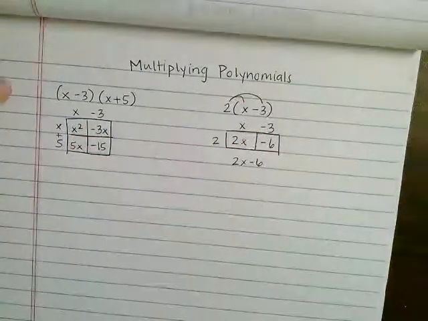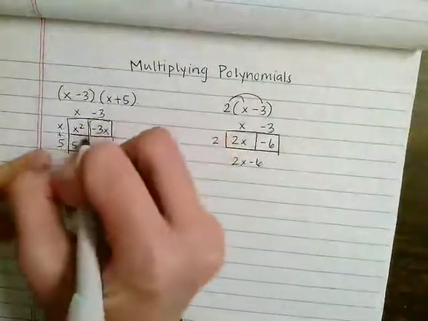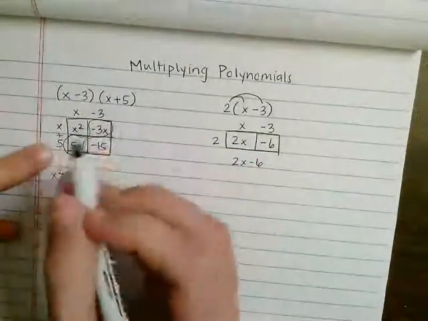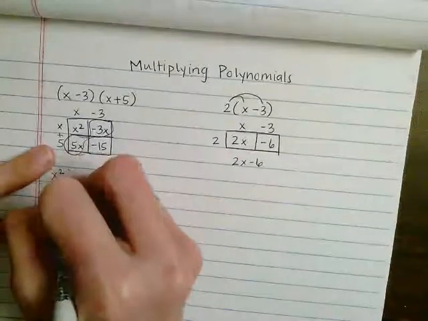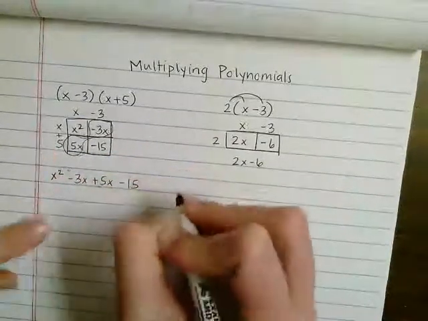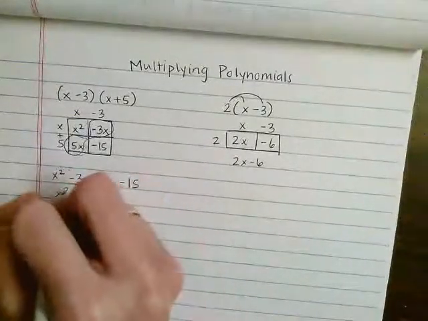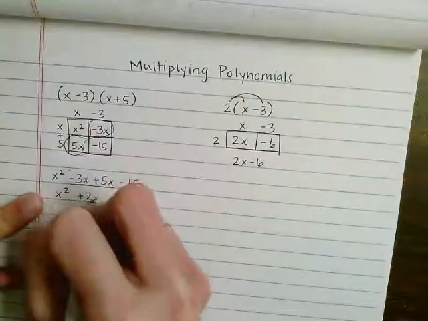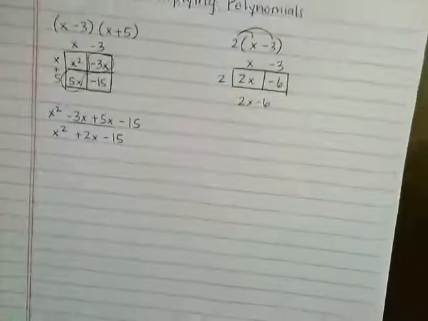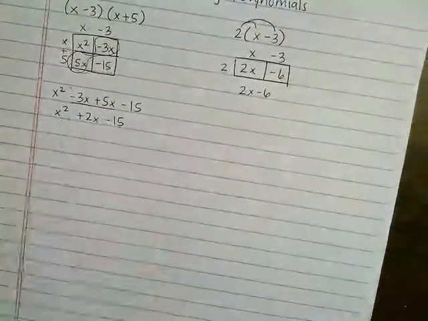Now, whenever you're multiplying two binomials, the one thing that you're going to have to do is combine like terms. So you're going to have x squared and negative 3x plus 5x minus 15. Okay, then you're going to combine like terms right here: x squared plus 2x minus 15. Okay, now we're finished. We've combined like terms all we can.